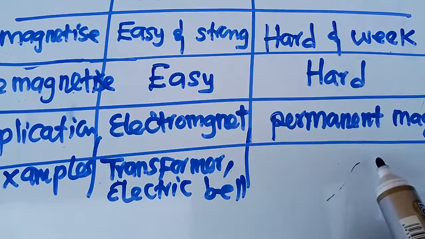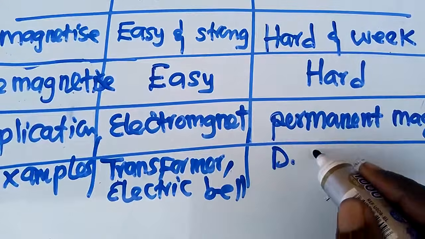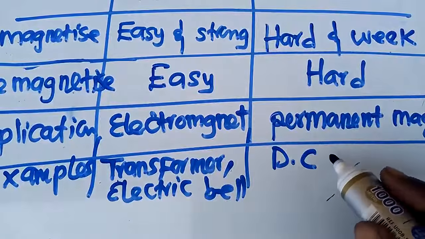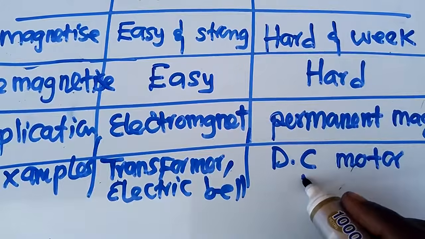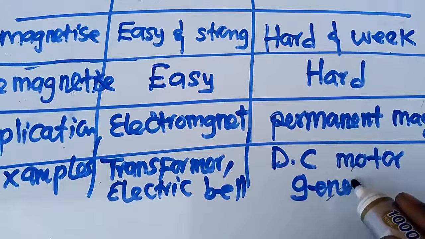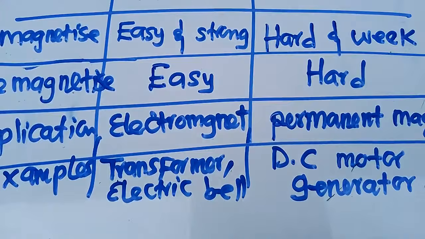But an example of this one, steel. We use steel in a DC motor generator. So I want you to get this, and I want you to understand all these things that I'm telling you. These are simple things that you need to know.